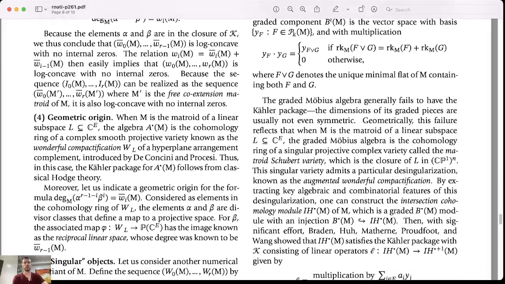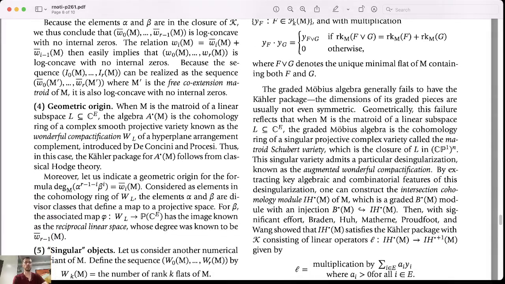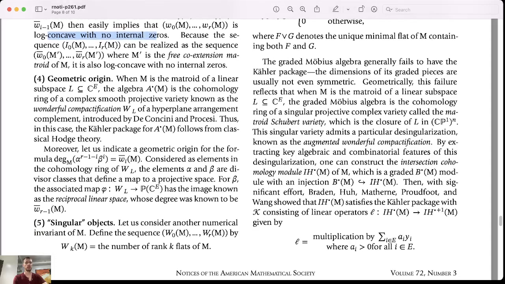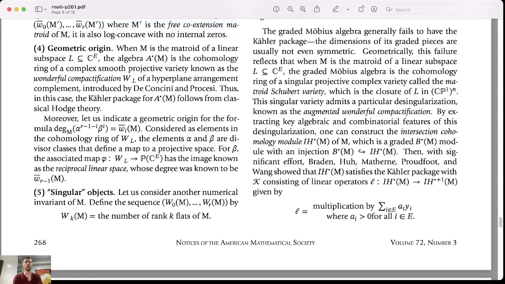Because the elements alpha and beta are in the closure of the Kähler cone, we thus conclude that W0 bar of big M through WR minus 1 bar of big M is log concave with no internal zeros. The relation Wi of big M equals Wi bar of big M plus Wi minus 1 bar of big M then easily implies that W0 of big M through WR of big M is log concave with no internal zeros. Because the sequence big I0 of big M through big IR of big M can be realized as the sequence W0 bar of big M prime through WR bar of big M prime, where big M prime is the free coextension matroid of big M, it is also log concave with no internal zeros.